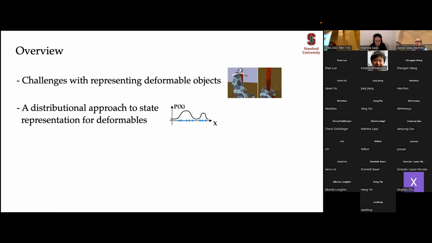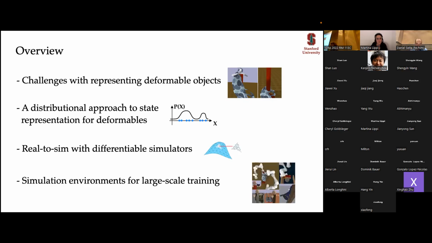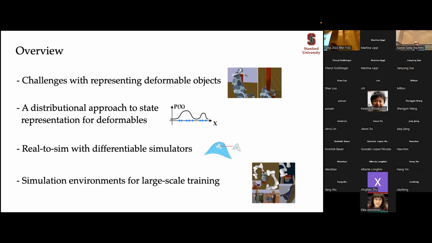So yes, we're going to first look at the challenges with representing deformable objects. Then I'm going to talk about our approach to this, which is a distributional representation for deformables. Then I'm going to talk about what real-to-sim for deformables is and can we do it with these new things called differentiable simulators, and what are the challenges there. And because we have some challenges there, we can also step back and see a little bit what still is there to be done with the non-differentiable black box simulators, but at scale.